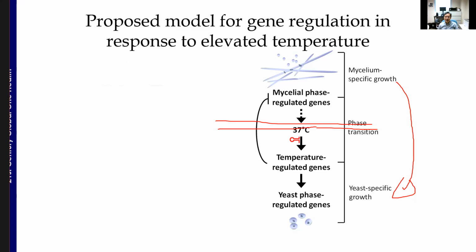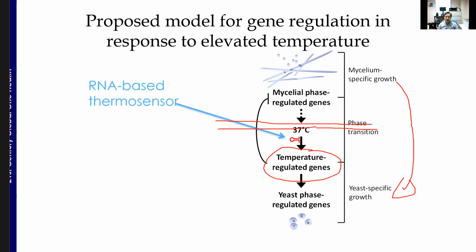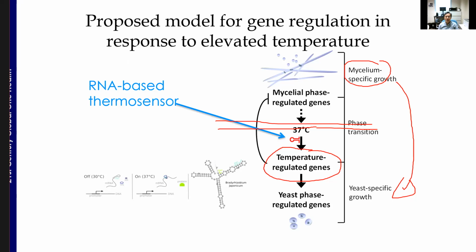So we would like to understand whether there's a temperature-regulated gene, and also maybe there's a sensor. It could be an RNA-based thermal sensor to allow this mycelium cell to sense the change of the temperature and then to switch the growth form. We would like to understand the molecular mechanism behind this. It could be a secondary structure change. So that's the background.